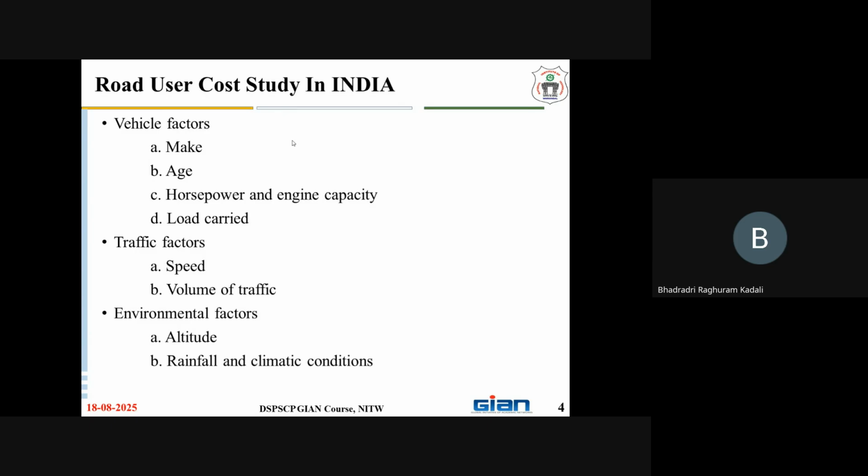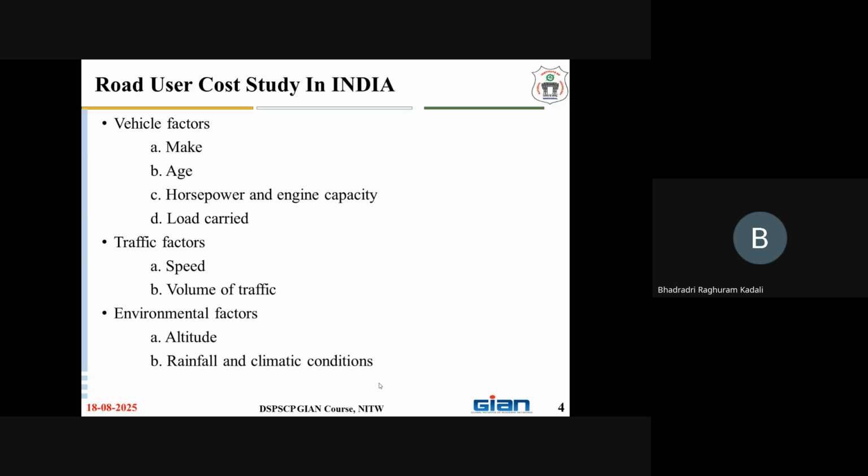Then apart from that, the vehicle factors also make an impact, like the make and the age. The make is another important factor generally. If you see, older vehicles might be emitting more emissions and consuming more fuel, so the speed is not expected to have that effect. That's the reason the vehicle make as well as the age have a different impact on the vehicle operating cost.